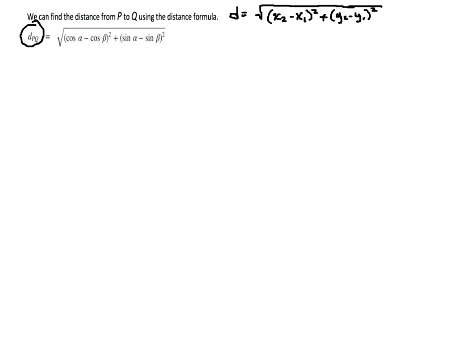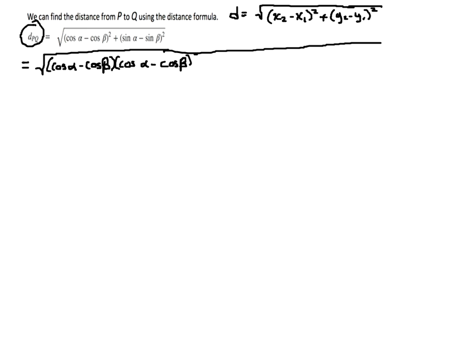Just stop me if you get lost, and I can go back. Here comes the algebra. So all we're going to do is start simplifying this. So this is the same thing as the square root of cosine alpha minus cosine beta times cosine alpha minus cosine beta. I can already tell I'm going to need another slide with this. I was going to try to do it all on one slide, but that ain't happening.